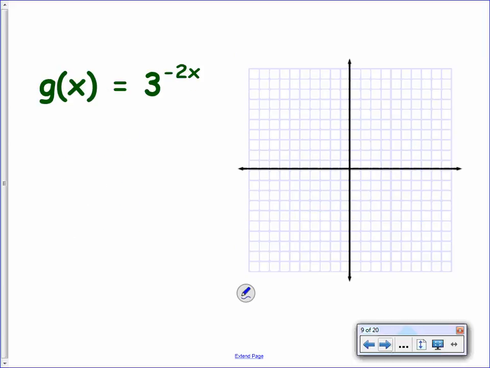All right, let's look at g of x, which equals 3 to the negative 2x power. So here, again, the parent function is 3 to the x power. So that's an exponential growth, maybe a little bit steeper, or it's going to grow at a faster rate than 2 to the x power.